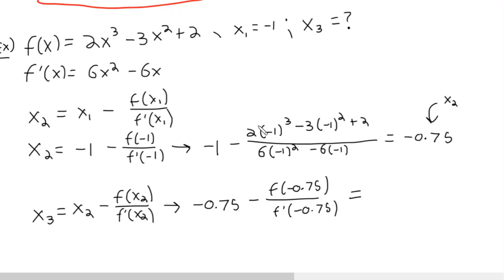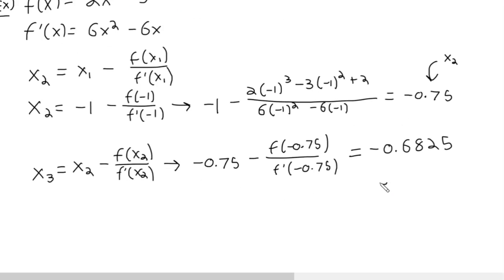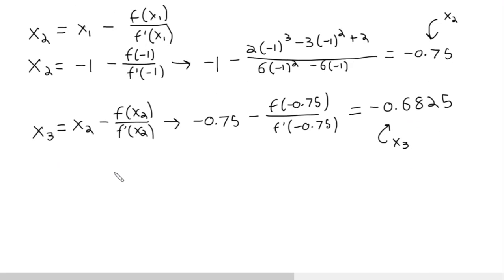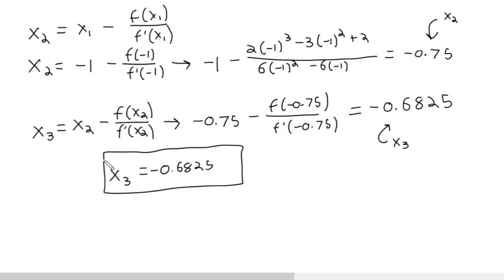So doing the calculator work, obviously, you're not going to be able to do this fast on a test or anything like that, but you're going to get something about negative 0.6825. And that's my x sub 3 value. There we go. So down here, very neatly, I'll write x sub 3 equals negative 0.6825. And that's rounded to 4 decimal places. It goes on after that. This is a rounded result to 4 decimal places.